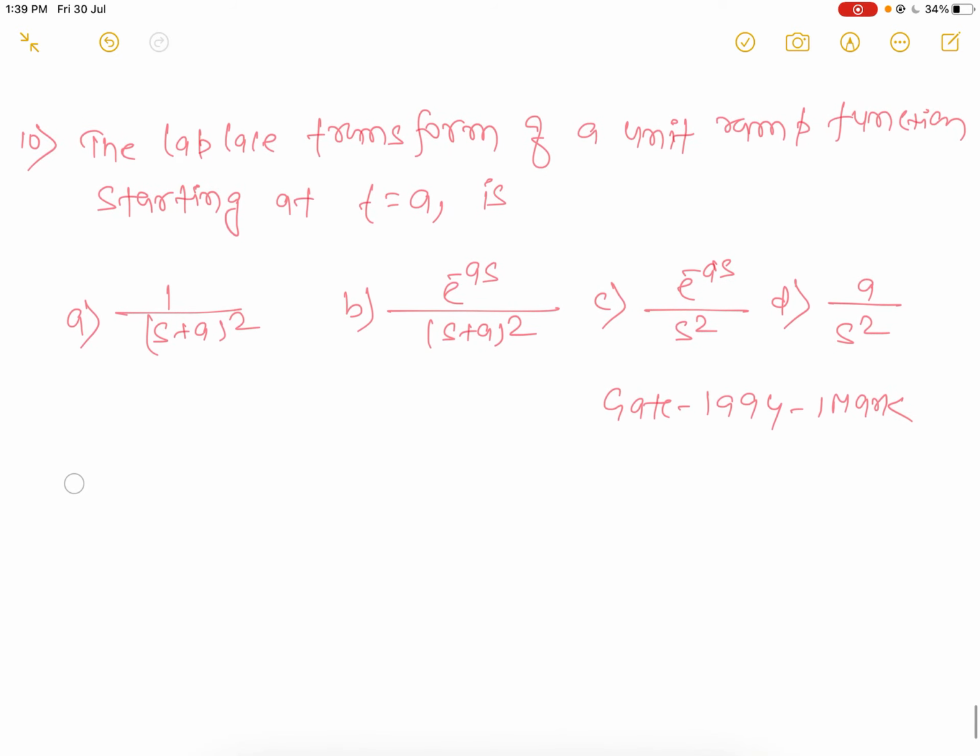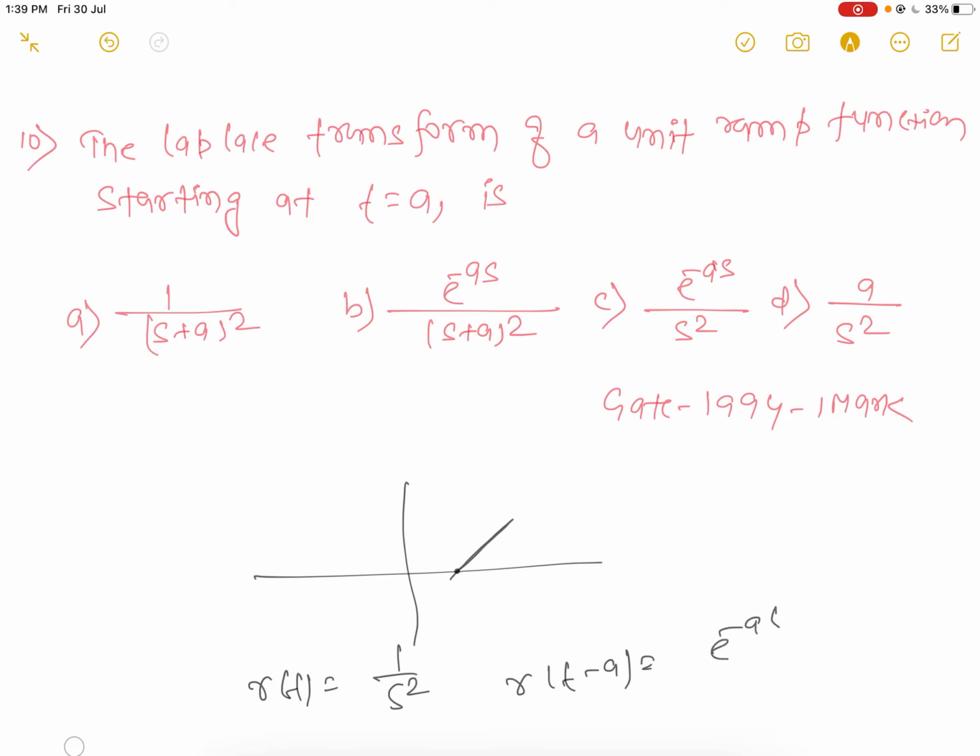Next question. The Laplace transform of a unit ramp function starting from t equal to a. Unit ramp from a, this one is the ramp signal. Then r(t) is 1 upon s square, so r(t minus a) will be e to the power minus a s upon s square. So option C will be the right answer.